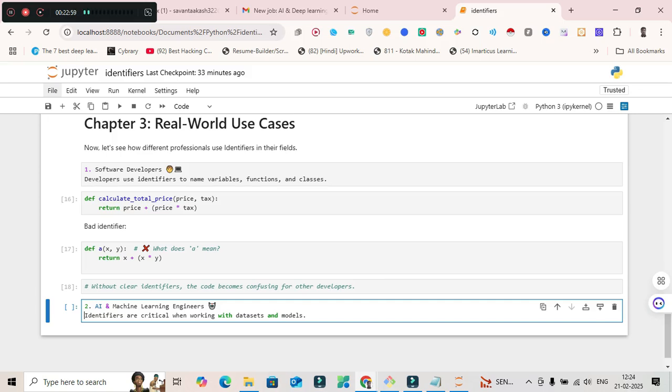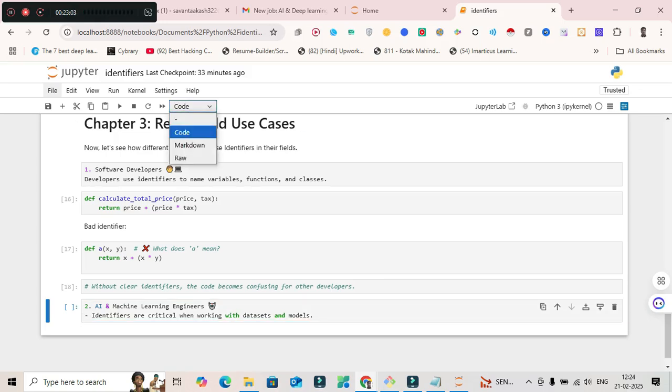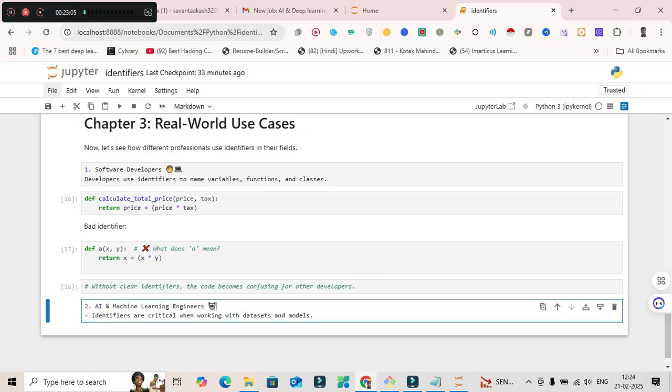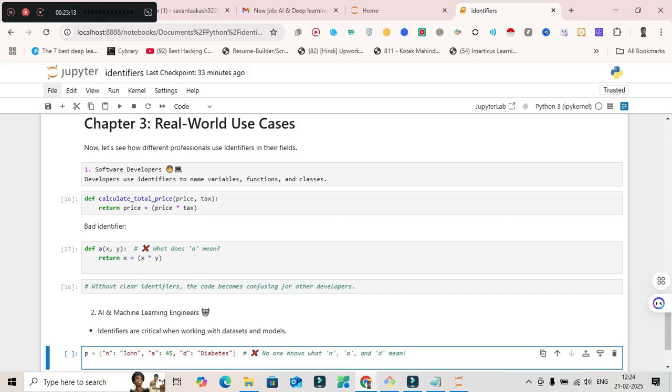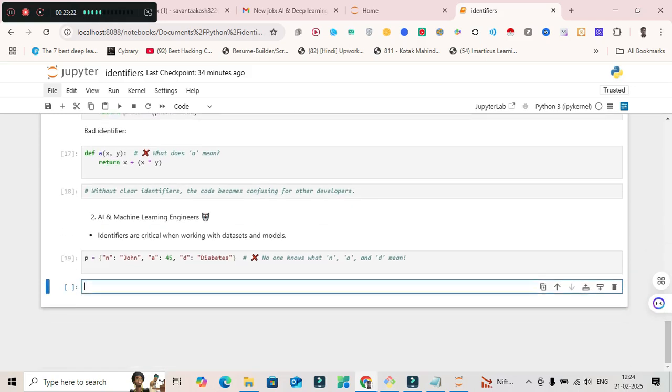AI and machine learning engineers work critically with data sets and models. So let me put it this way. Let's say you are doing something like this as a fresher, you are making a mistake here. No one knows what an N, what a, and what a D mean, correct? So how can we refactor this?